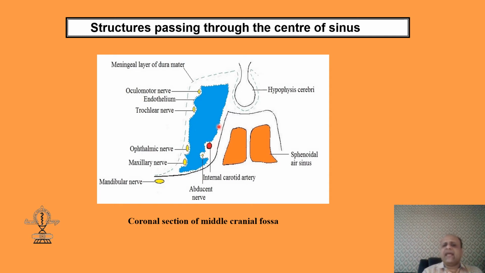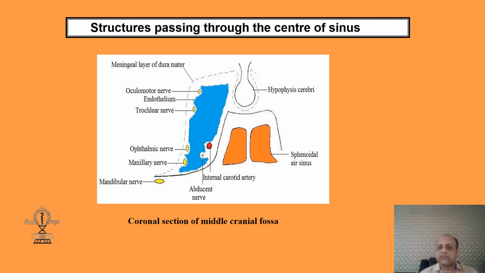Why are they said to be lying in the center of the sinus? Because you see here they are surrounded by the venous blood in the sinus. So it appears as if they are passing through the center of the sinus. So what are these two structures? They are the internal carotid artery and the abducent nerve. So we say that these structures pass through the center of the sinus.